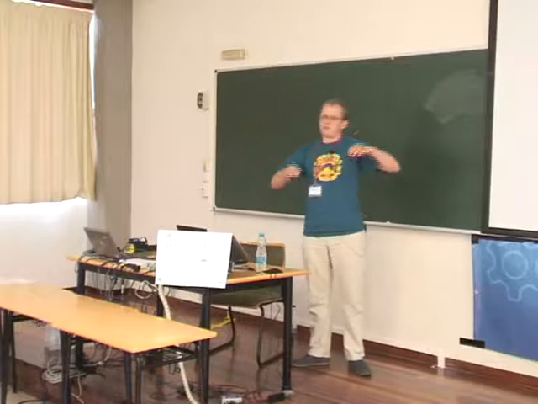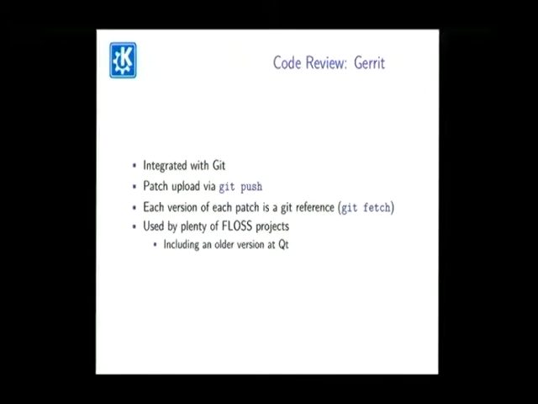Compared to Review Board, Gerrit is very, very well integrated with Git. You upload patches by just doing a special form of git push. You can retrieve any version of any patch by a simple git fetch. It's Git, so it's relative whether it's simple. And it's also something we aren't really unique in using. The Qt project is using it, Eclipse is using it, and plenty of other projects are using it.